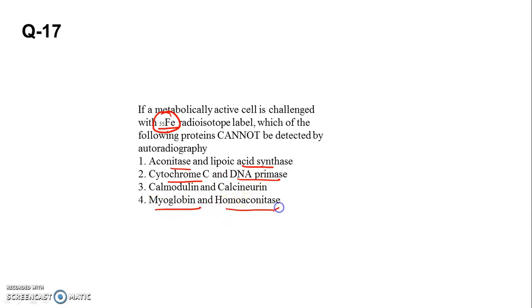Myoglobin and homoaconitase can also be detected by Fe55, but calmodulin is a calcium dependent protein. Calcium is involved here, so if you use radioactive Fe55 labeling, it will not be able to detect calmodulin and calcineurin. So the answer is option 3.